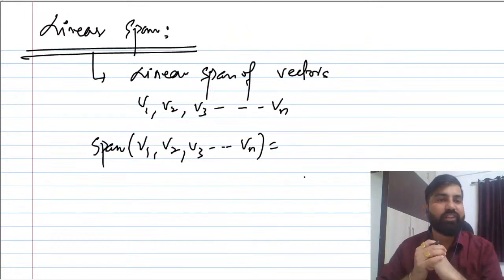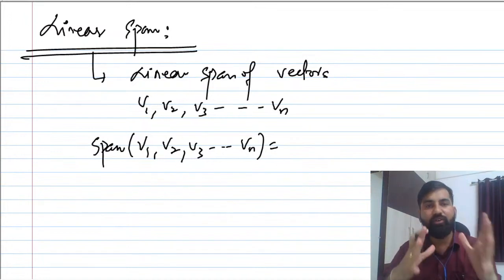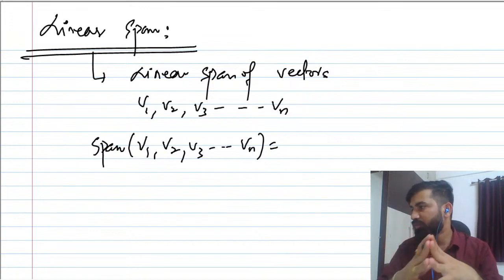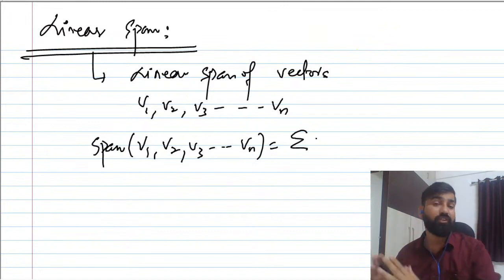The linear combination of all these vectors. Okay, what will be the span here? The span of v1, v2, v3, dot dot dot vn will be the linear combination of vectors. What? Linear combination of vectors. So we can write this as a linear combination of vectors. What is a linear combination of vectors?